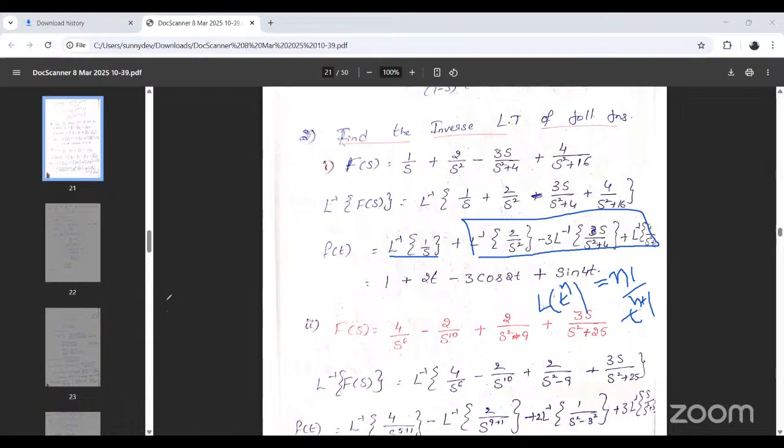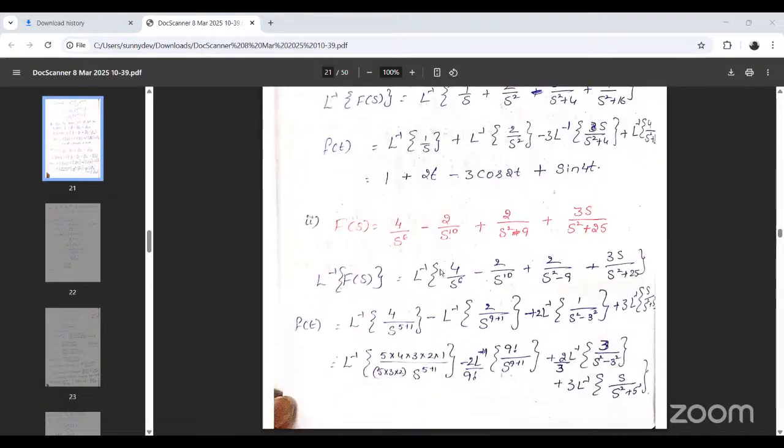So this is the things we are doing. And we know that cos 2t formula, and this is the sin 4t formula. In the same way, here also one more problem is there. So remember one thing, this Laplace transformation or inverse Laplace transformation, both are using the formulas. So if you are perfect about the formulas, you can do any problem.